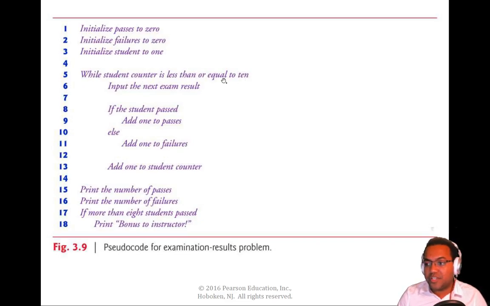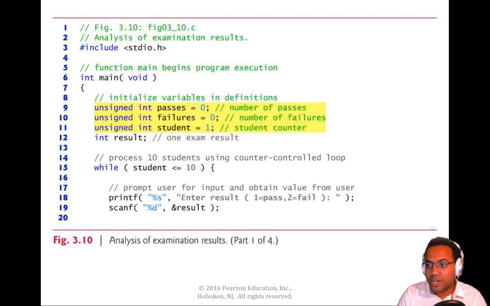While the student counter is less than or equal to 10, which is what I did, by the way, input the next exam result. Now, once again, it doesn't have validation for whether or not I didn't add any grades. So, issues, yeah? They're going to refactor it, though.